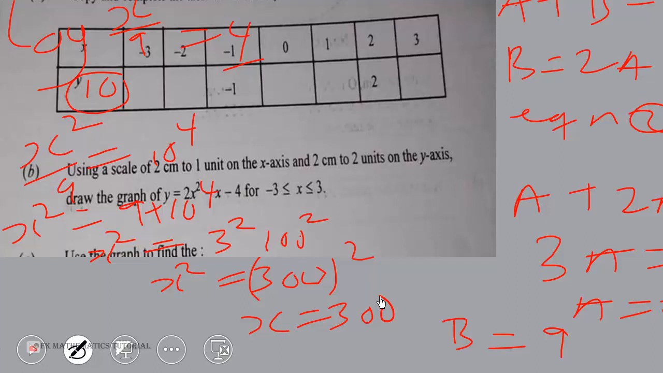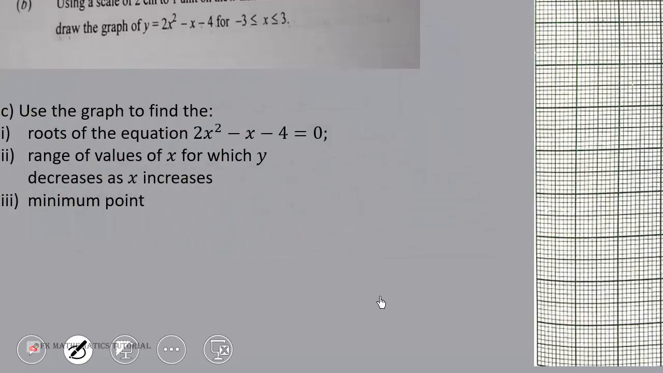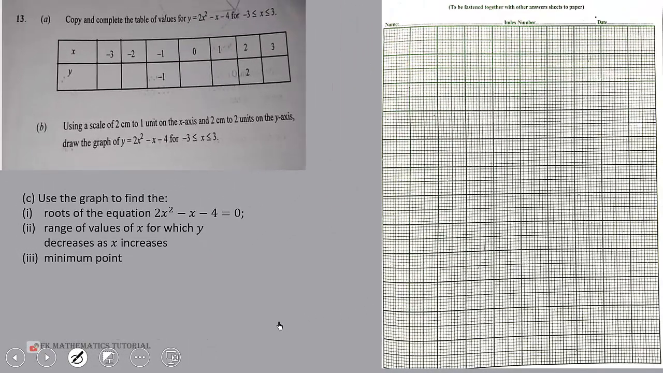Okay. So let us now come to question number 13. We are to copy and complete the table of values for y equals x squared minus x minus 4, for x from negative 3 to 3. So we copy the table. We get something like this. Remember to show working before you get this.